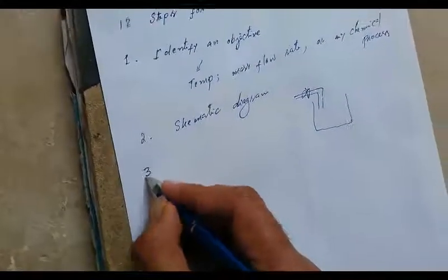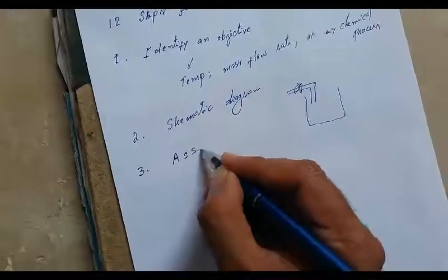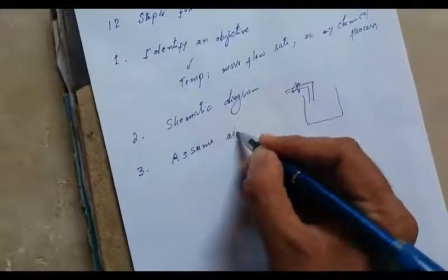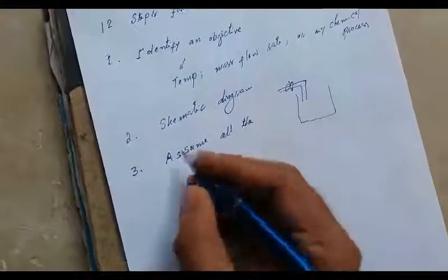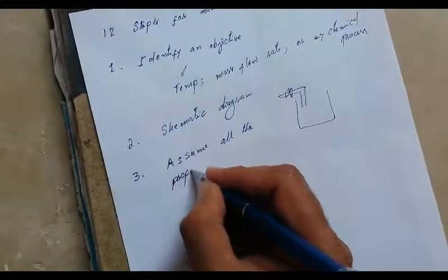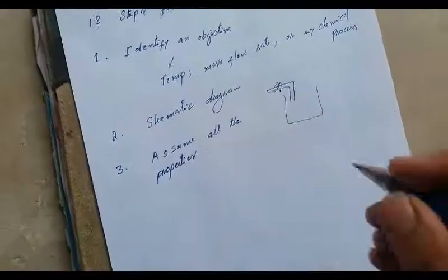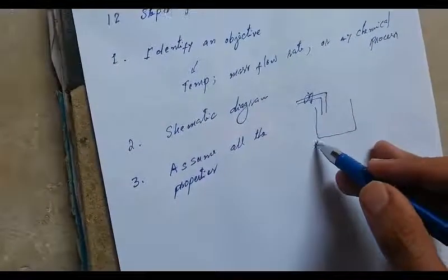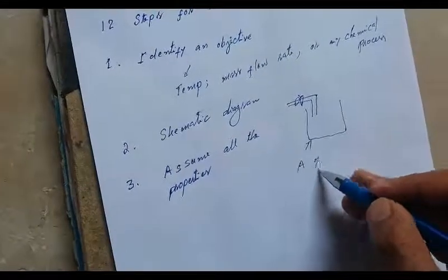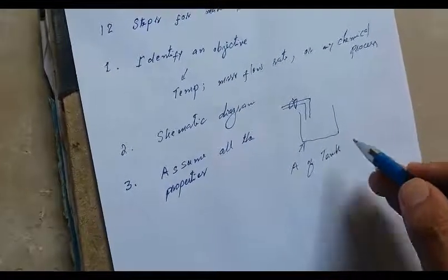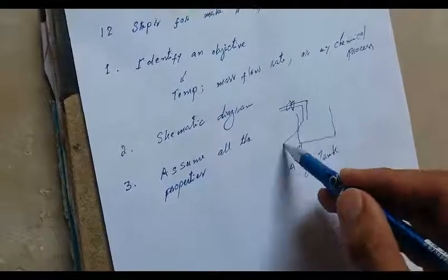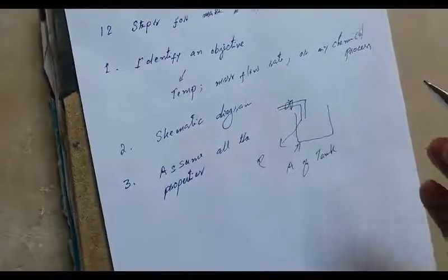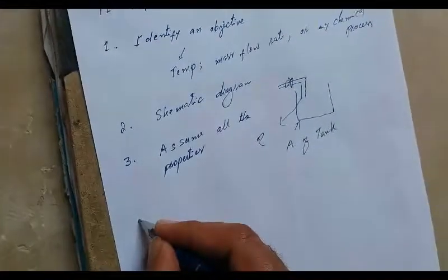The third step is to assume all the properties. So there may be an area of a tank or density of a fluid or any property we will assume.